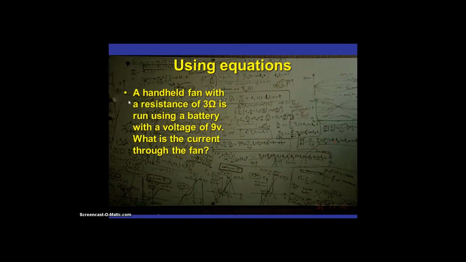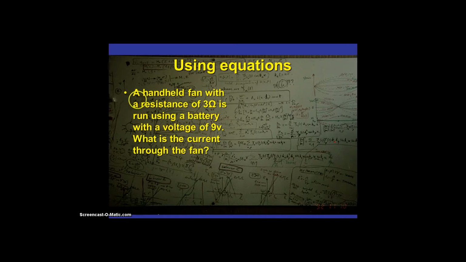A handheld fan with a resistance of 3 horseshoes, or ohms, we'll learn later, but we'll just call it horseshoes for now, is run using a battery with a voltage of 9V. What is the current through the fan?